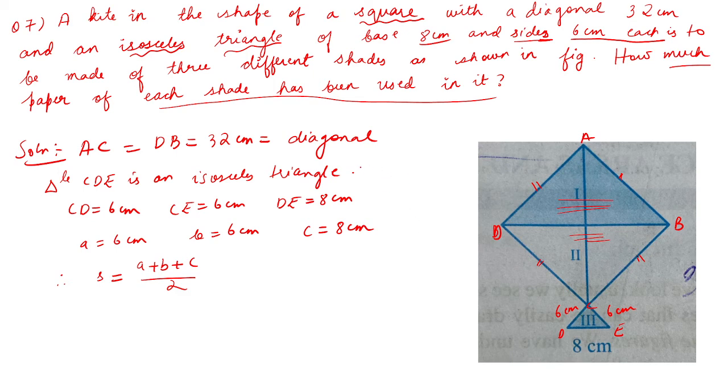You can write it to avoid confusion. So 6 centimeter plus 6 centimeter plus 8 centimeter by 2. So how much do you get? 6 plus 6 is 12, plus 8 is 20 centimeter, by 2. That means your s is equal to 10 centimeter. All right, clear up to this much? So we'll proceed with the next step. So very easy.